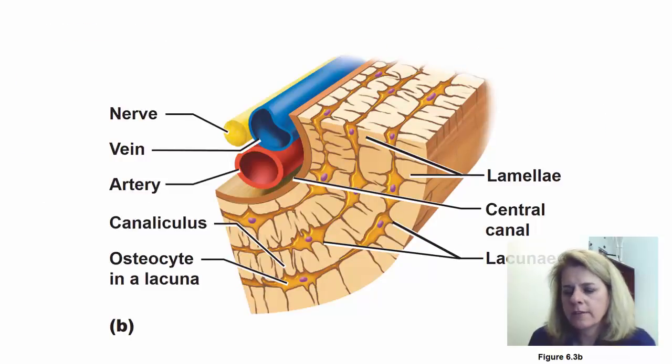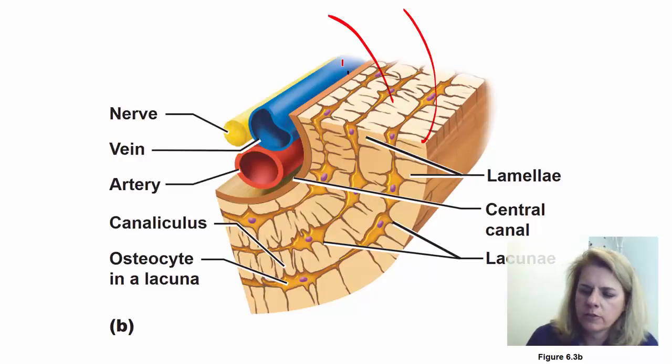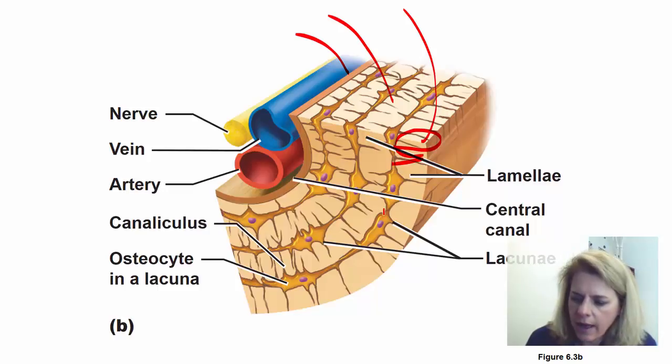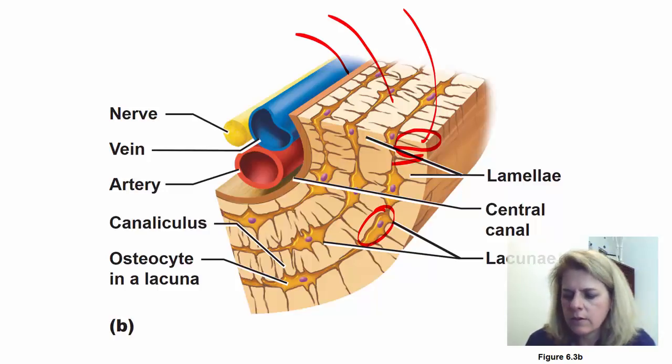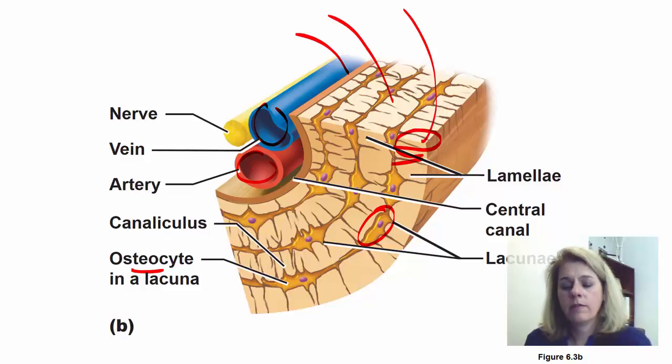So we've blown up an osteon, and imagine it would go all the way around like a tree ring. Each one of these layers is a lamella, okay? This little cell house right here is your lacuna, and inside the lacuna you have the osteocyte, so that's the bone cell. You have your artery, the red, your blue vein, and your yellow nerve inside your central canal. And then you have these little tubes here, your canaliculi, and they allow the flow of oxygen and nutrients between these different lamellae.